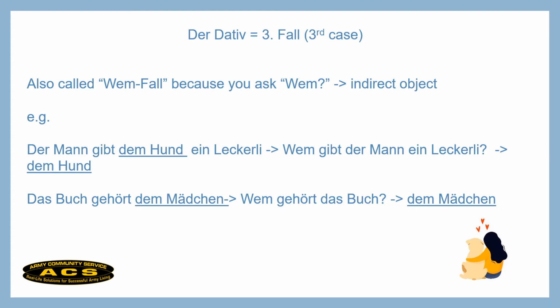So for example, when I say, der Mann gibt dem Hund ein Leckerli, the man gives the dog a treat, then I could ask, whom does the man give a treat? And the answer would be the dog. Same thing in German. Wem gibt der Mann ein Leckerli? Dem Hund. Or next sentence, das Buch gehört dem Mädchen. Wem gehört das Buch? Whom does the book belong to? Dem Mädchen.